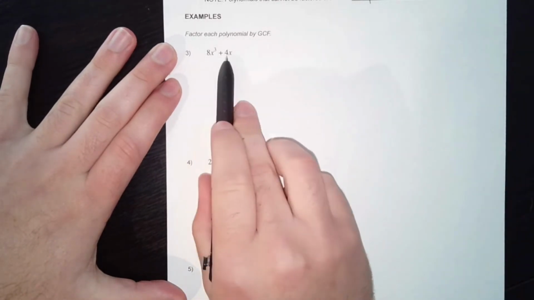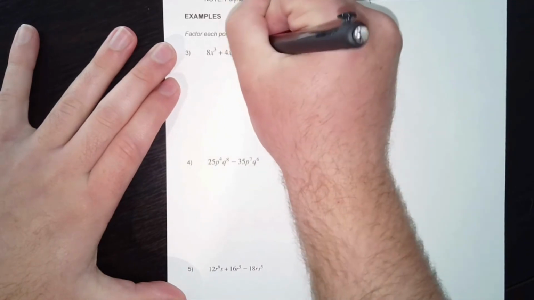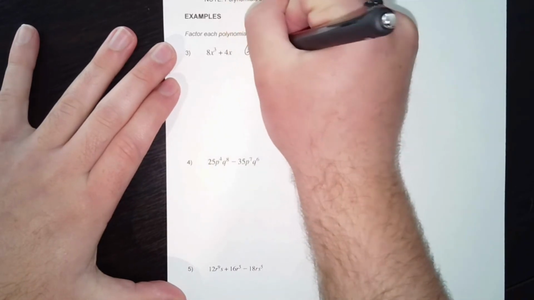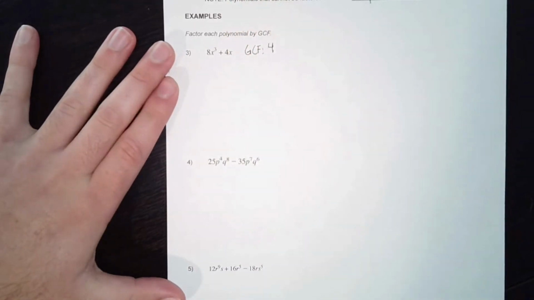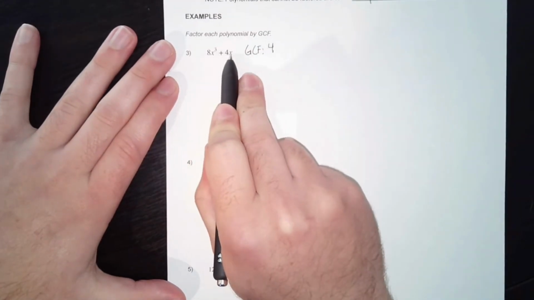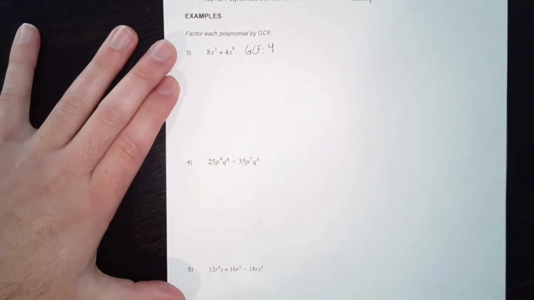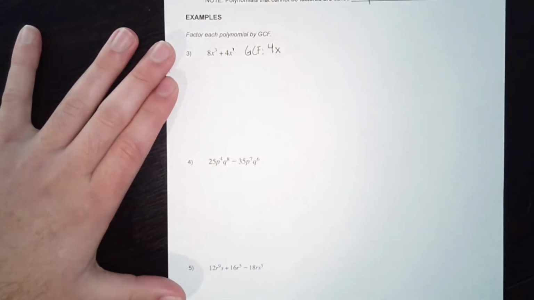So if I go ahead and look here, I have a 4 and an 8. Definitely 4 will go into 8. So my number that I'm going to get as part of my GCF, and I'm just going to list out my GCF here, is going to be a 4. As far as my x's, I have an x to the third and just an x. So the smallest exponent I have is going to be the x to the first here, or just x. So I'm going to pull out a 4x.